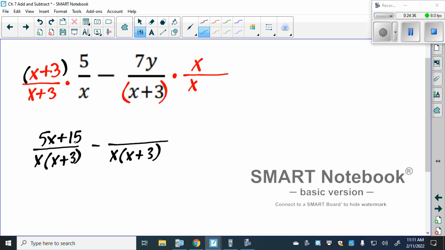Here, on the other side, 7y times x would give us 7xy. So again, if that's not too bad, we can do that pretty easily without having to worry about too many complications coming up.